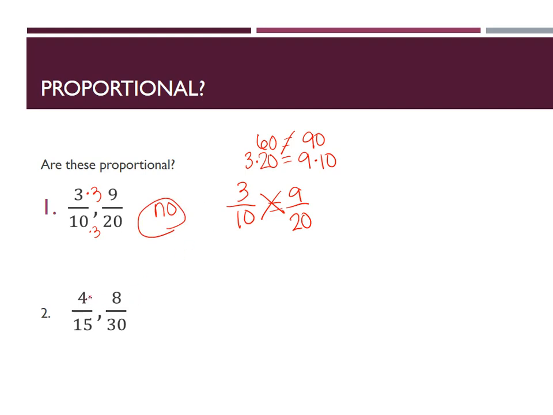You can do the same thing here on number 2. So to get 8, I had to multiply by 2. So if I do the same thing to the bottom, 15 times 2 is indeed 30. So this one is yes. If you would have rather done the other method, the cross products, I have 4 times 30, and I need to check and see if that is equal to 8 times 15. 4 times 30 is 120. 8 times 15 is also 120. So yes, they are proportional.